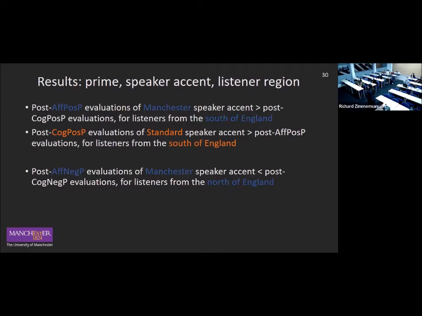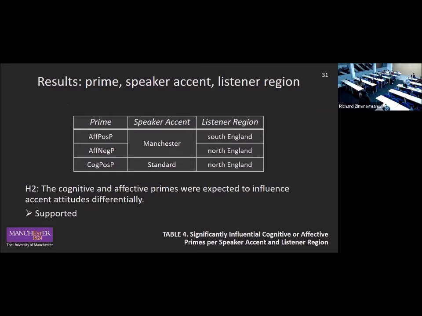So with the other, I think that's obscured here, where it says listener region, so it's the other interaction, the last interaction that we saw. So here you have the Manchester speaker accent being affected more by the affective prime, the Standard speaker accent attitude by the cognitive prime, and then for the negative side of things, you have the affective prime amongst these three regional groups of listeners. And again, I'll show you a representation of this. Again, Manchester affective amongst these groups, and then Standard cognitive amongst the North English group.